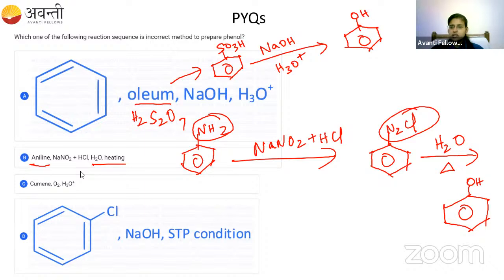So which is the correct answer? Cumene. From cumene also we can prepare, right? Isopropyl benzene, so that is also a preparation. The correct answer is option D.